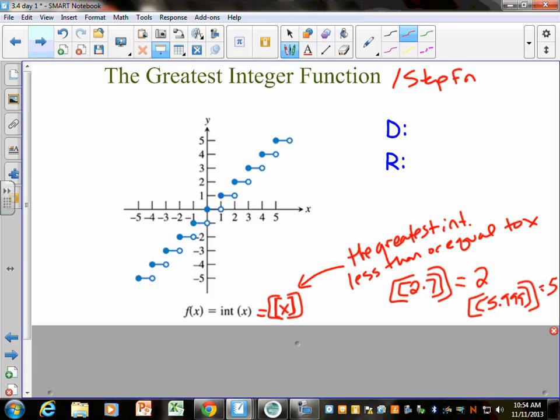So let's think about our domain and range on this one. Domain. Could I plug any number I want into this problem? Could I pick any x that I want? Yeah, I can pick decimals and fractions. So the domain is still all real numbers.